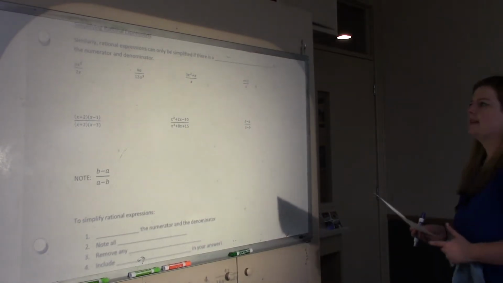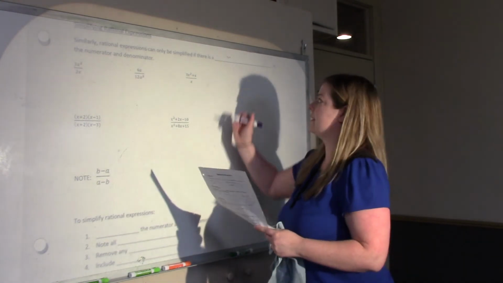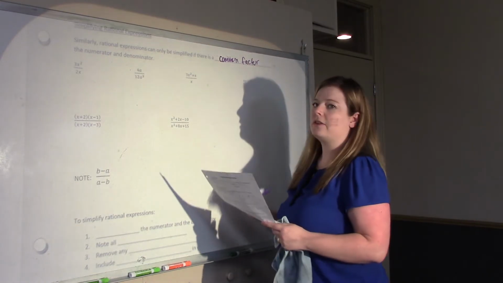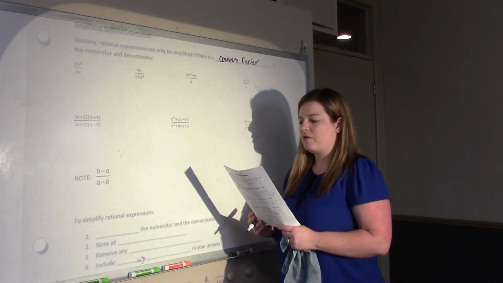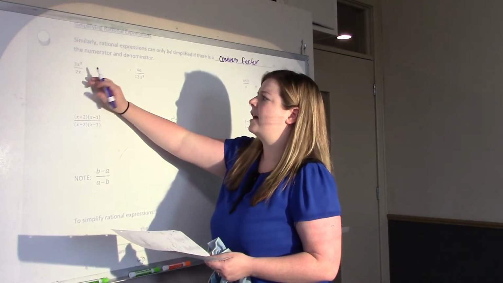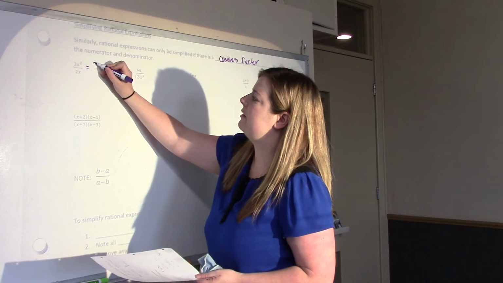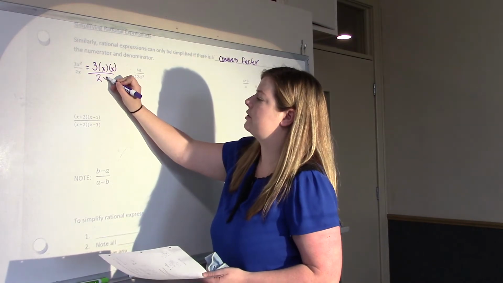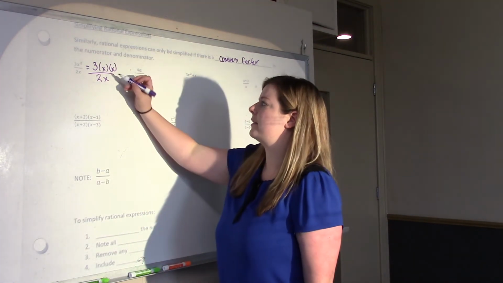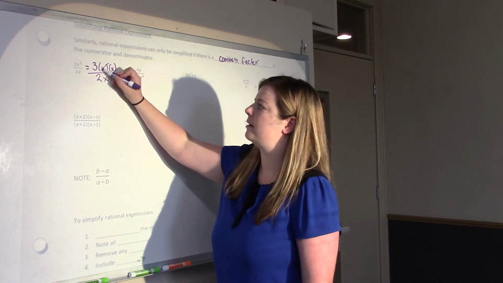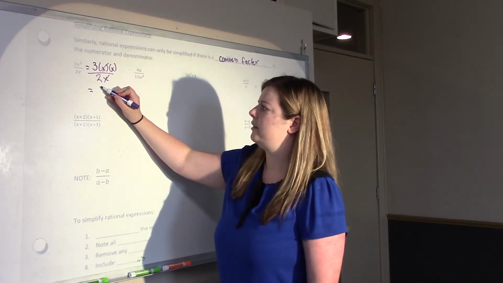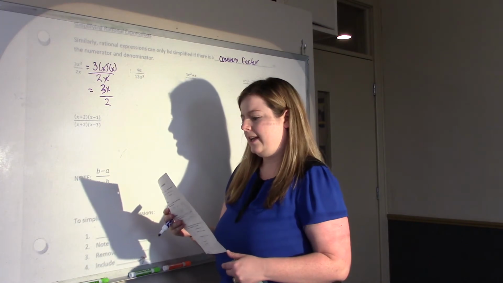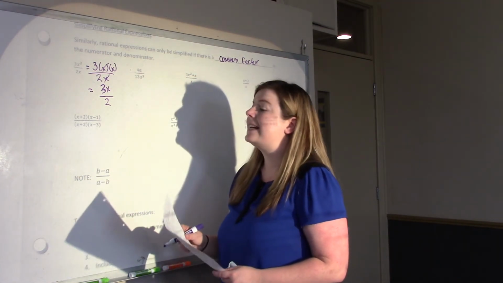Okay, so rational expressions can only be simplified if there is a common factor in the numerator and the denominator. So, for example, this 3x squared over 2x. If you rewrite it like this, 3x squared is 3 times x, correct? And 2x is just 2 times x. Because there's an x common on the top and the bottom, one of the x's can be canceled out, and you're left with 3x over 2.